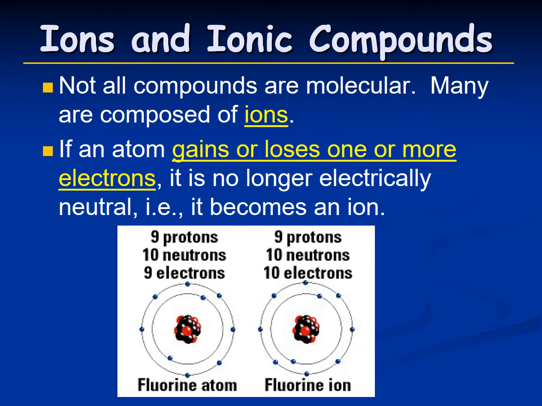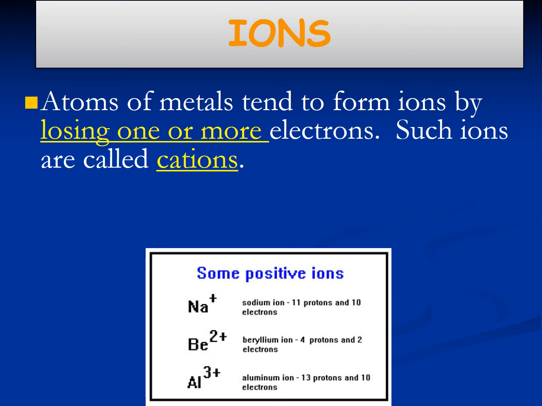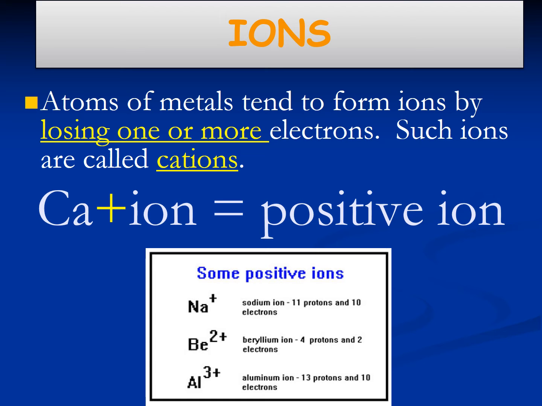Some compounds are ionic. They are composed of ions. If an atom gains or loses one or more electrons, it is no longer electrically neutral. It becomes an ion. Atoms of metals tend to form ions by losing one or more electrons. Such ions are called cations. I remember cation as being the positive ion by thinking of the T as a plus sign.